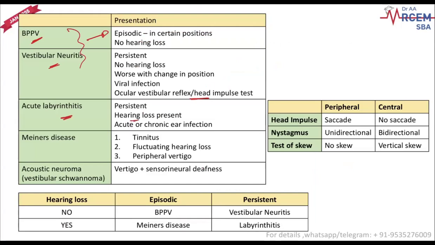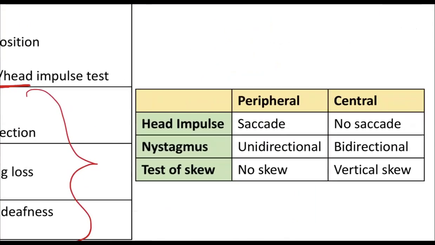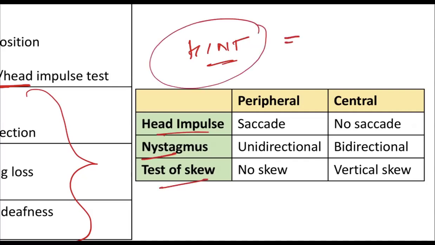That's why you will be having a certain amount of hearing loss. In Meniere's disease and acoustic neuroma, in all these three conditions, hearing loss will be present. HINTS includes the head impulse test, nystagmus, and test for skew. Studies have shown that this is as sensitive as an MRI scan to differentiate between central vertigo and peripheral vertigo.